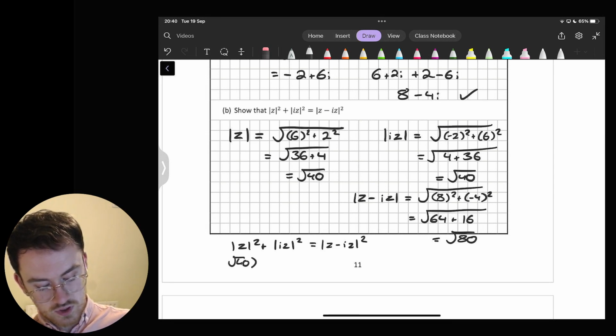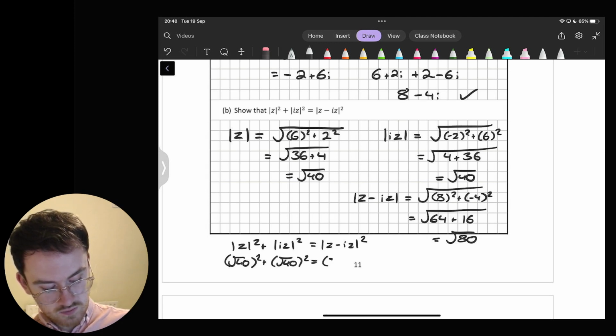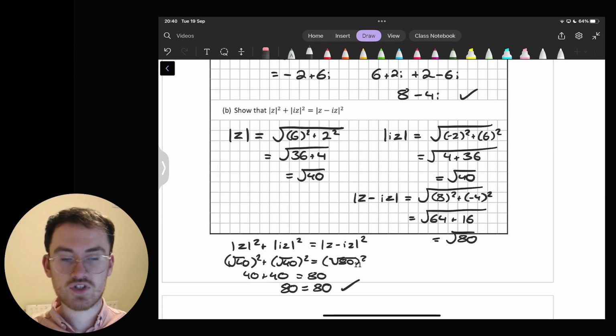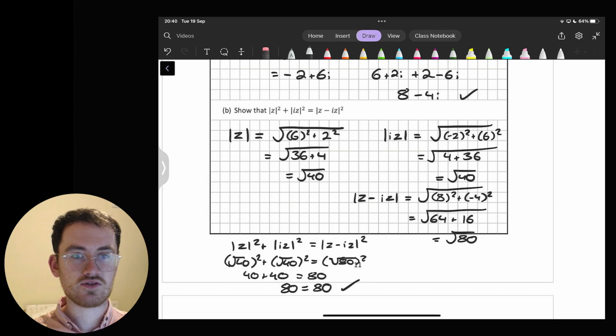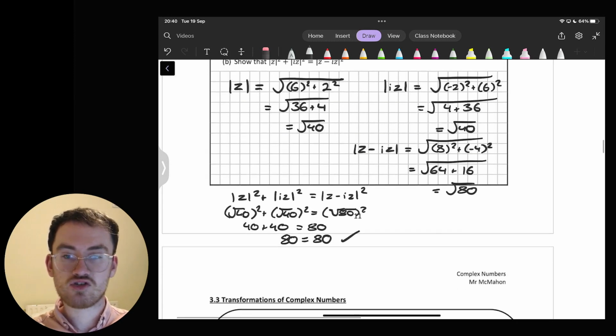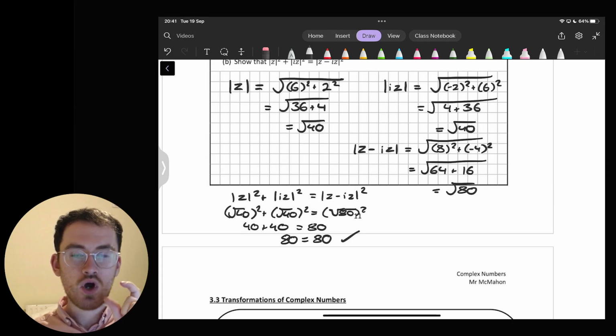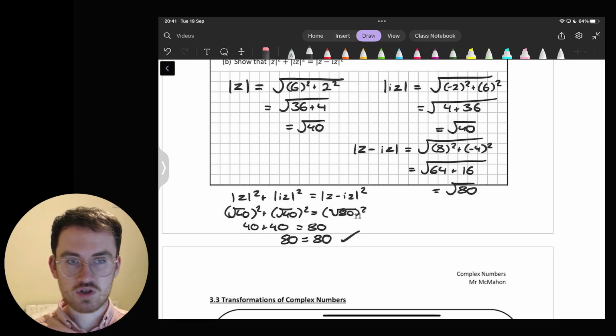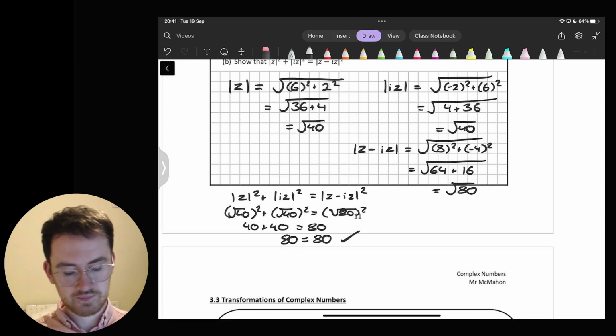We're doing root 40 squared plus root 40 squared equals root 80 squared. Let's see if that's correct. 40 + 40 equals 80. 80 does in fact equal 80. So we're happy that we're correct with those answers, and we've shown that this is in fact true. So with our modulus, as we've said, it's important that you work out those individual calculations, if there are any, between those two lines for your modulus before you go to the square root part.